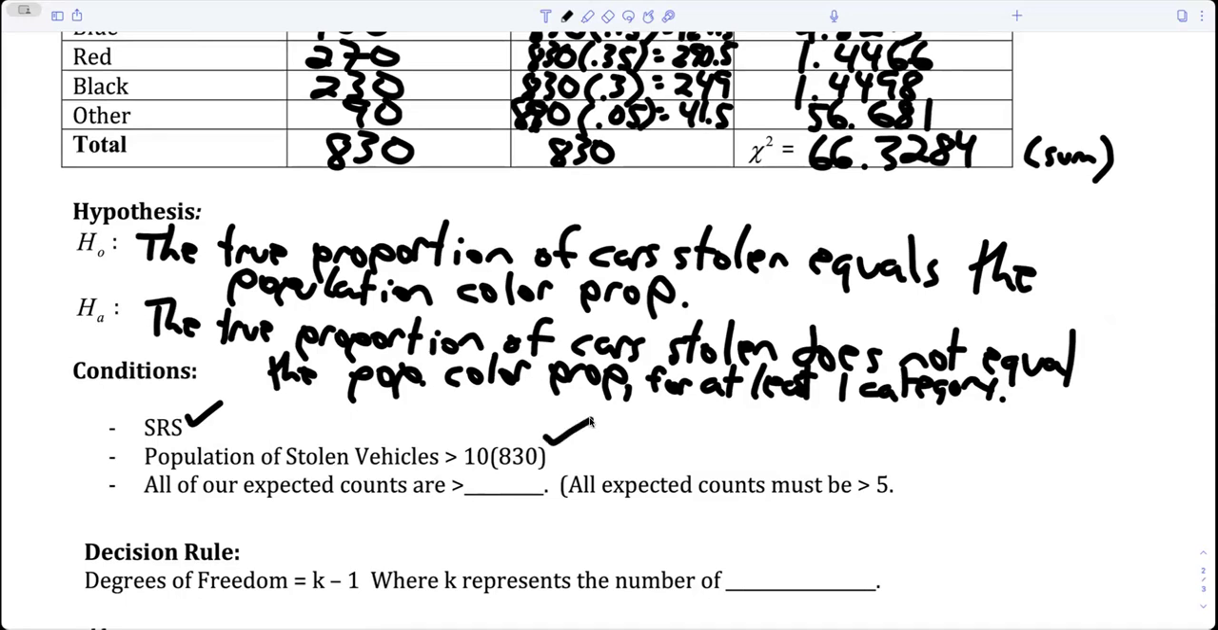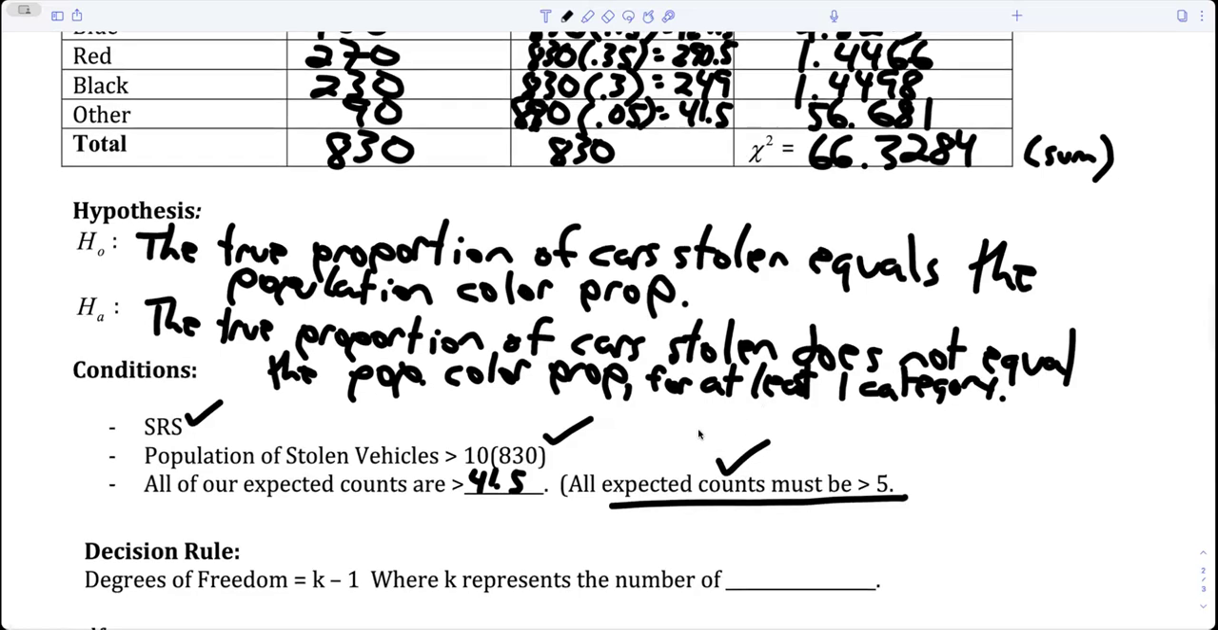But the next condition is important. It is a condition specific to a chi-squared test. All expected counts must be greater than 5 to do a chi-squared test. Okay, so you've got to show that and check that. So that's why we did the expected counts column there. Okay, so all of our expected counts here, smallest one was 41.5. So they are all greater than 5. And so my conditions are met.